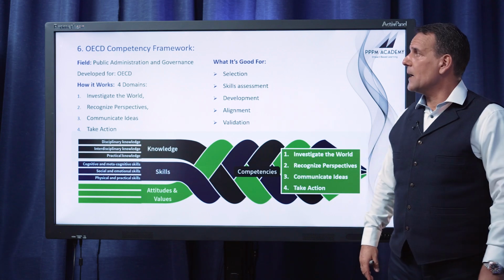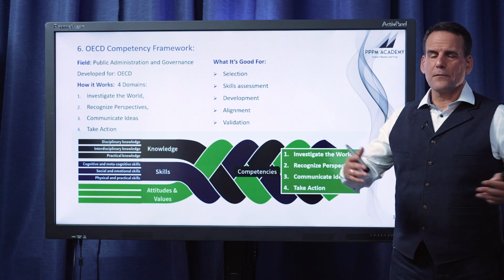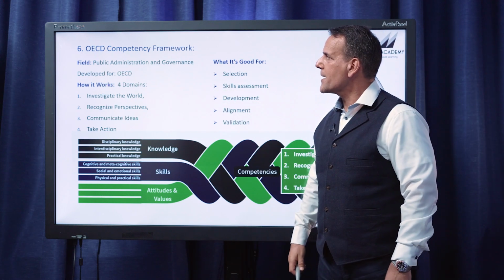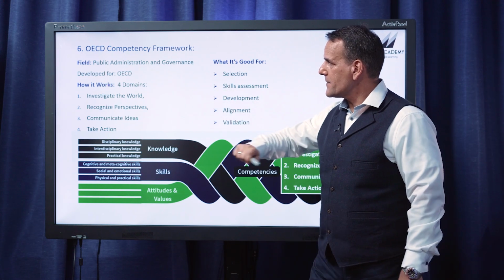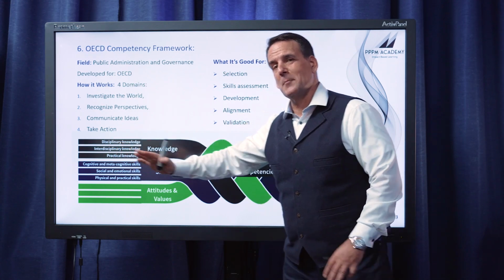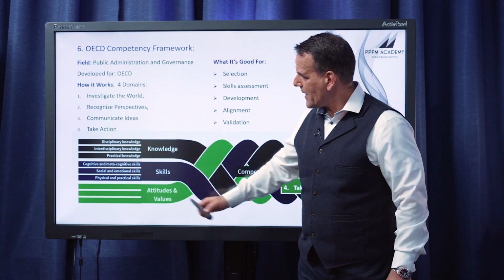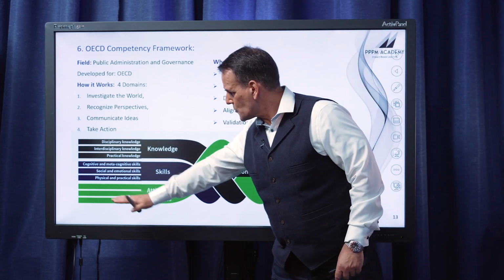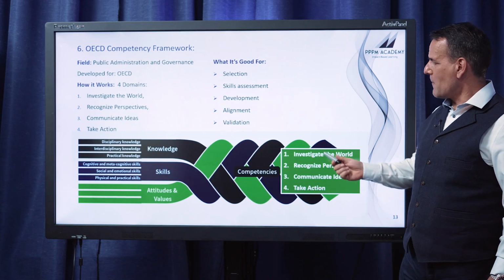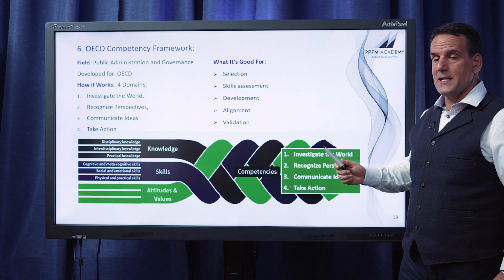Then the OECD, which is an NGO based close to the UN, that's responsible for developing government competencies internationally, public administration and governance, has 4 domains: investigate the world, recognize perspectives, communicate ideas, take action. This is a little bit broader. And here you kind of have a breakdown: knowledge, skills, attitudes, and values. Here are the different skill sets that you have, and how these go into extended competencies that develop this 4-stage mindset of being able to investigate the world, recognize perspectives, communicate ideas, and take action.